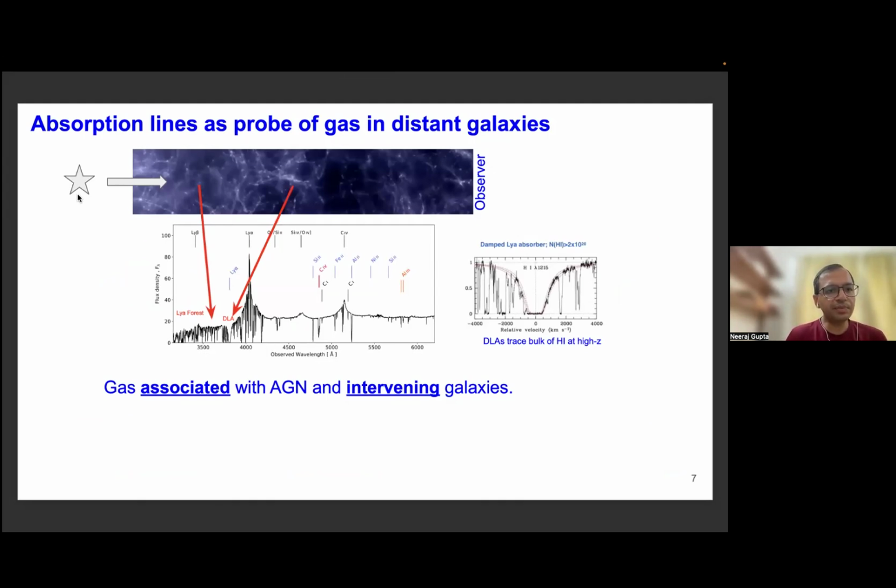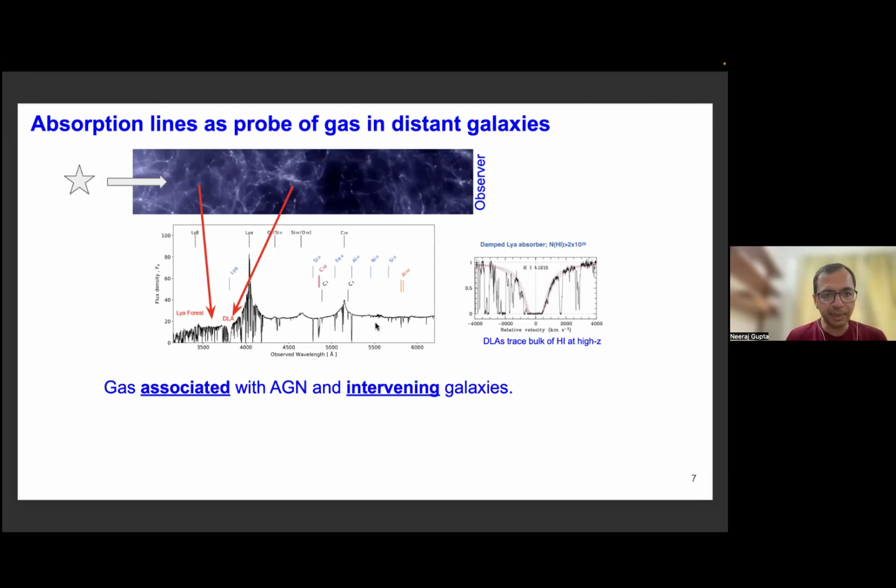If we look at the top of the slide, we have a distant background source. This could be a radio source in the radio window at the left. And as the light traverses through the universe and reaches an observer at the right-hand side, the light from this bright object will actually carry the imprint of whatever material has been in between. To start with, this could have emission lines coming from this bright radio source itself. In this case, it's an AGN.